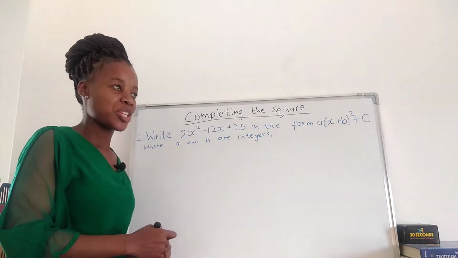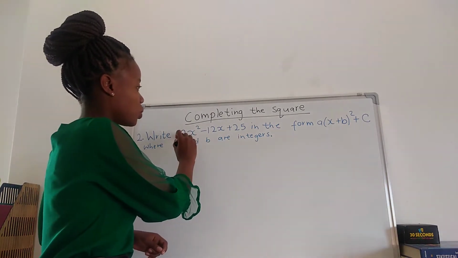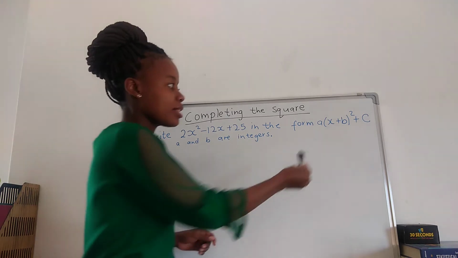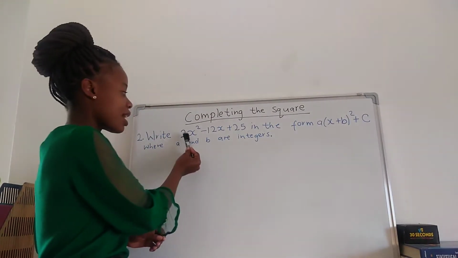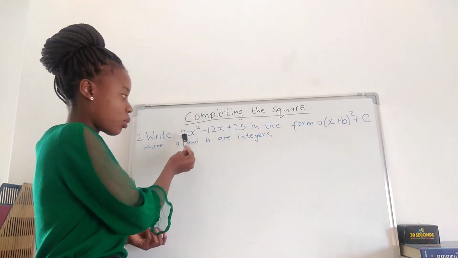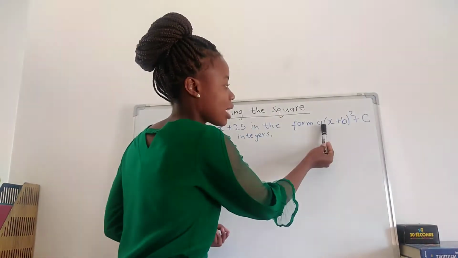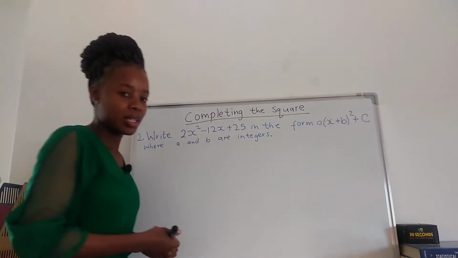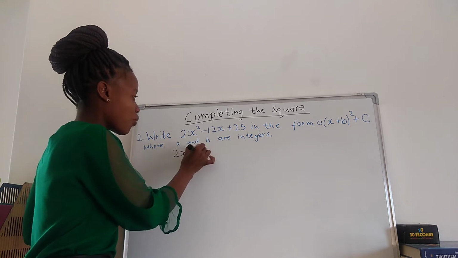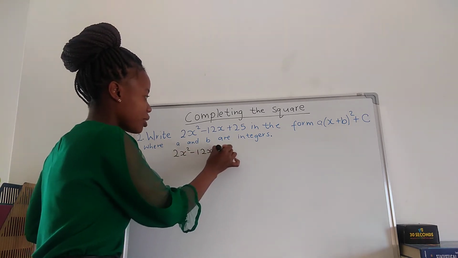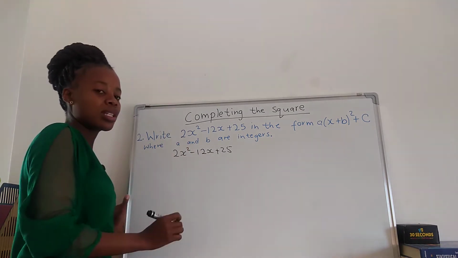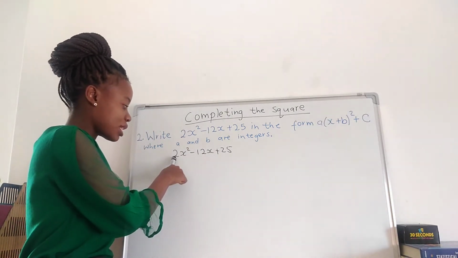Number 2, we are supposed to express 2x squared minus 12x plus 25 in this form. You can see that here the coefficient of x squared is 2. It's more than 1, okay? And you can see that our a is outside the bracket, okay? So if the coefficient of x squared is more than 1, make sure that you factor out the number there. So we're going to factor out 2.